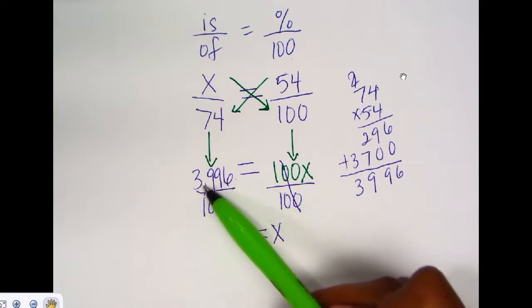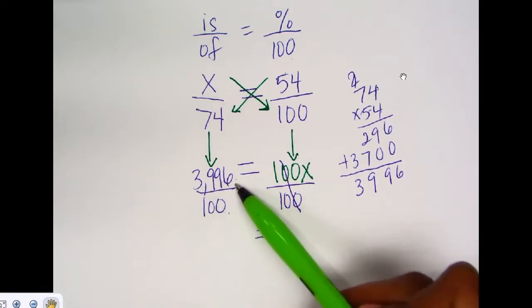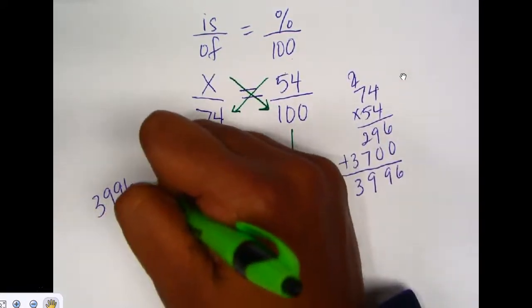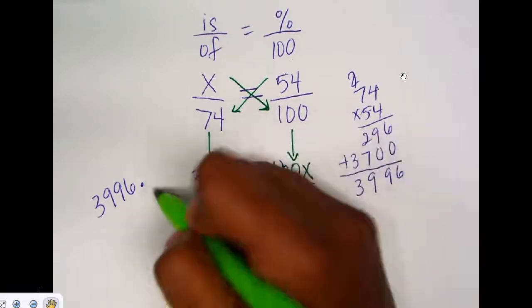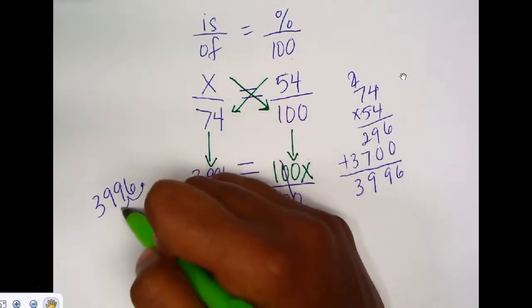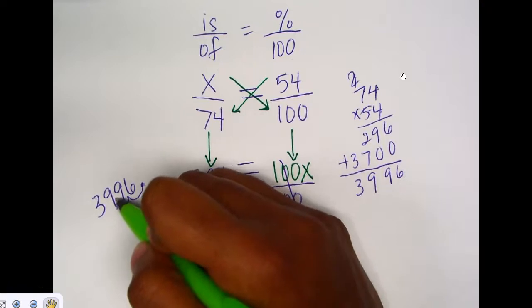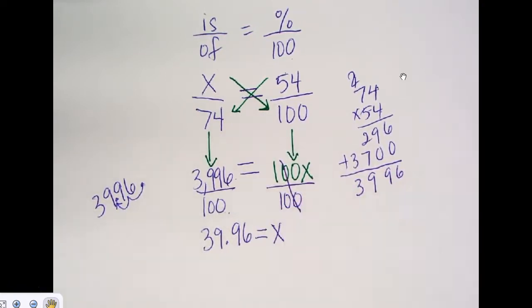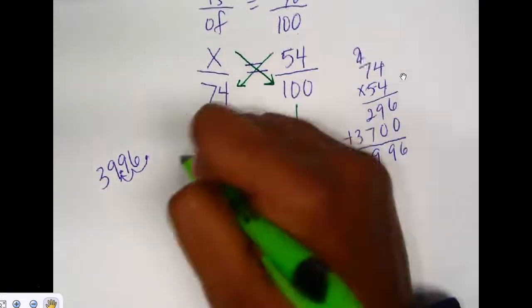So in this 3,996, the decimal's in the back. So let me just show you this real quick. 3996. The decimal's in the back. I'm dividing by 100, so I'm going to swing it 2 places forward. Okay? Put it right there. So the answer is 39.96.